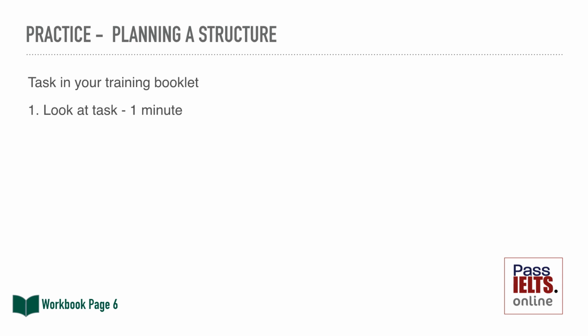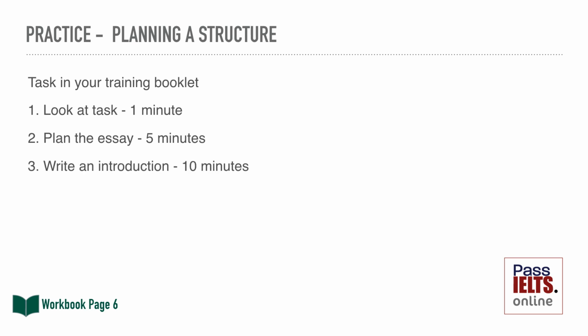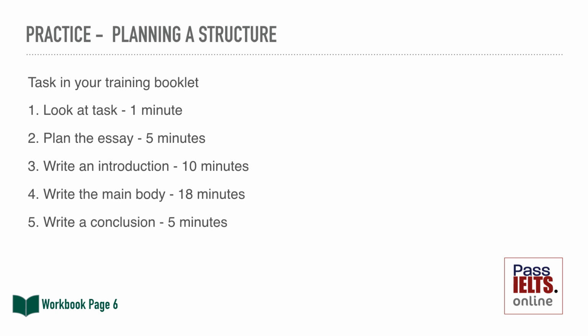First of all, you would normally look at the task and take a minute to understand the question. Then you would have 5 minutes to plan the essay, 10 minutes to write an introduction. This does seem like a long time, 15 minutes to plan the essay and write an introduction, but it is the most important part in our opinion. Then you have 18 minutes to write the main body and 5 minutes to write a conclusion. Finally, as in task 1, you should take a minute to check your writing.